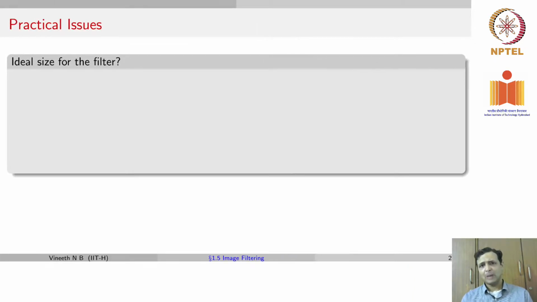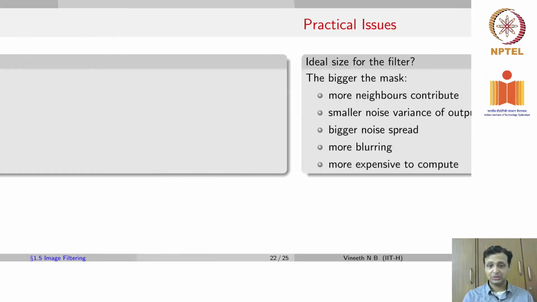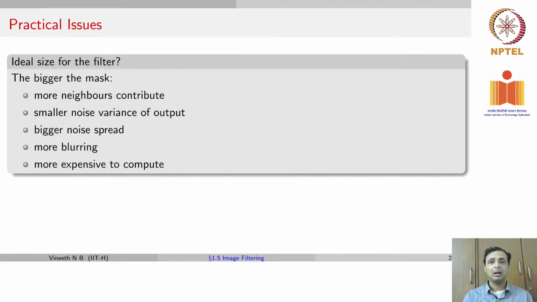So let's talk about a few practical issues when you actually start using convolution or even correlation as an operation. What do you think should be the ideal size for a filter? We talked about a filter being 3 cross 3. We said it can be 5 cross 5, 7 cross 7, and so on. But what is the ideal size? Obviously, it depends on a given application, but the bigger the mask or the filter, more neighbors are going to contribute.